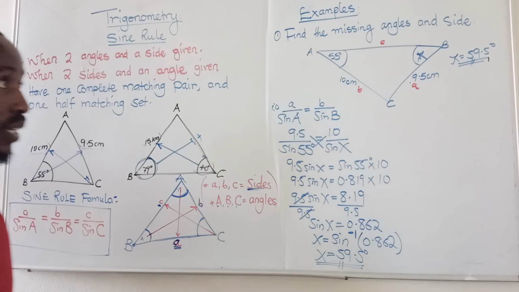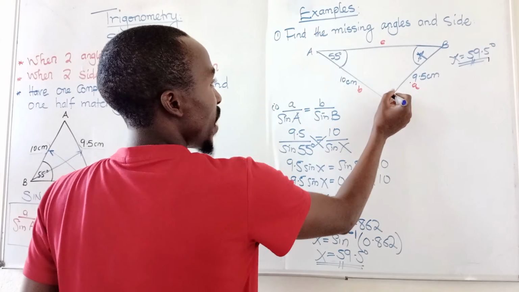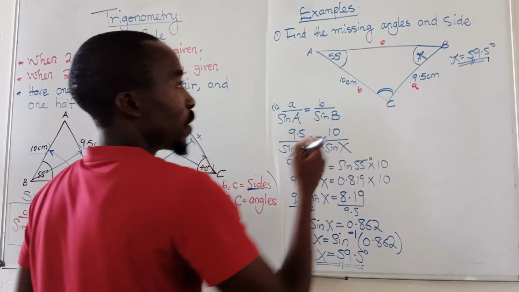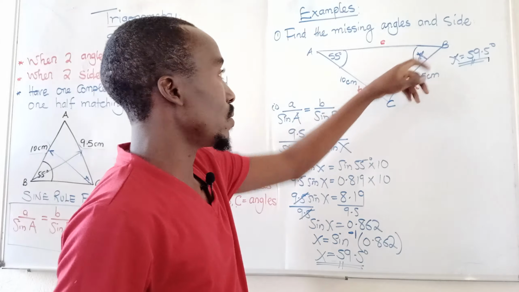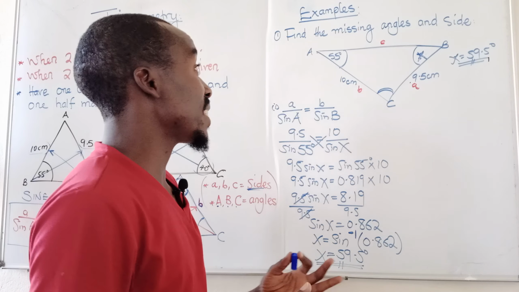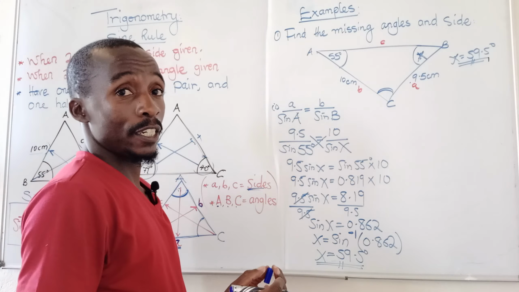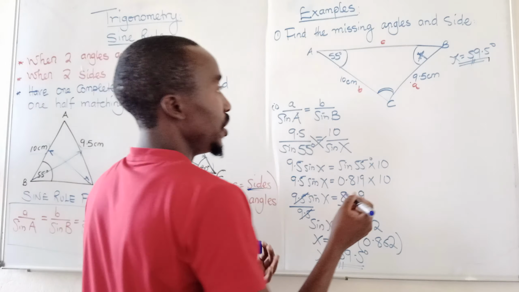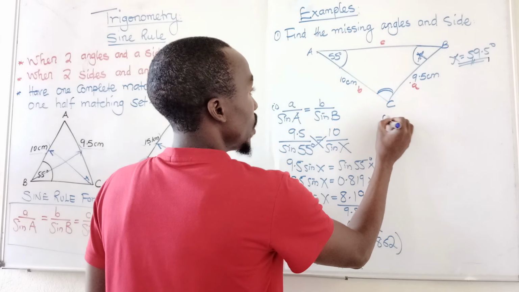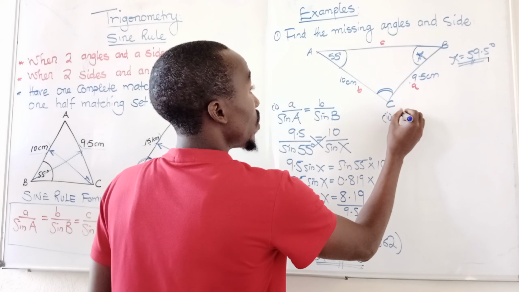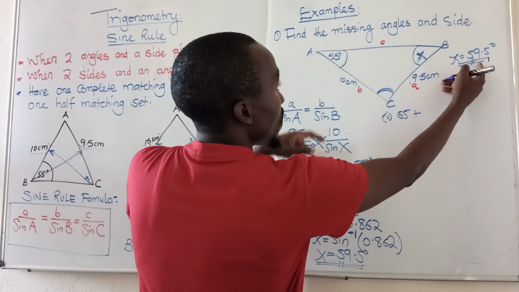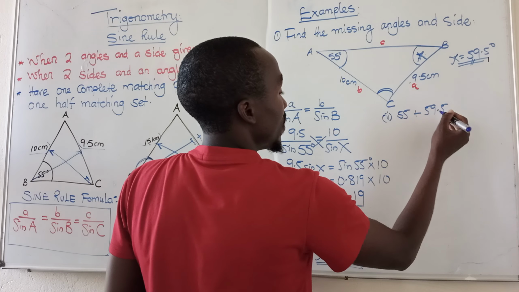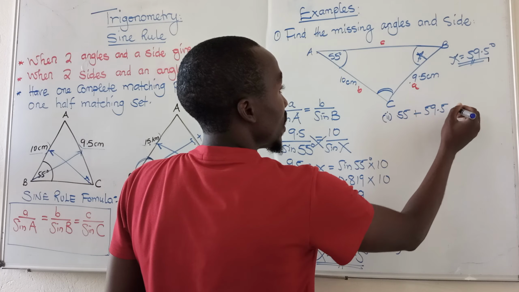So we move on. We have found this angle. Now let us find this angle here. This is very simple. How do you find this angle? You have this angle and you have that angle, and we know that the angles in a triangle add up to 180. So we just add this plus this, and then we subtract from 180. So, we are going to add 55 and also 59.5, and then we subtract it from 180.